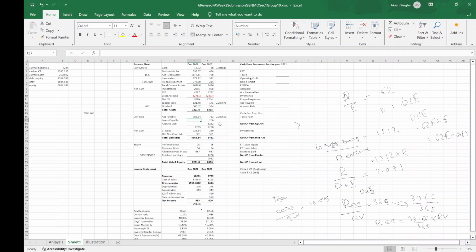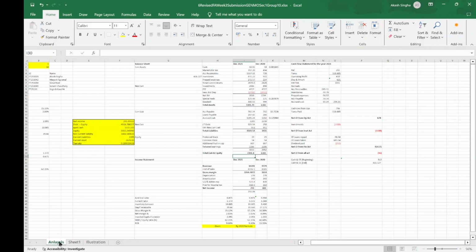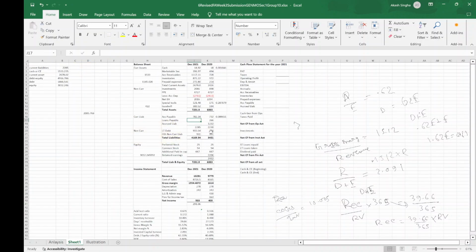Loans payable, accrued liabilities. Again, I think we have taken for accrued liabilities revenue. Accrued liabilities, you can take it on revenue and then calculate it. You can also take sales, it's fine. And this should be 2285 minus this minus this.